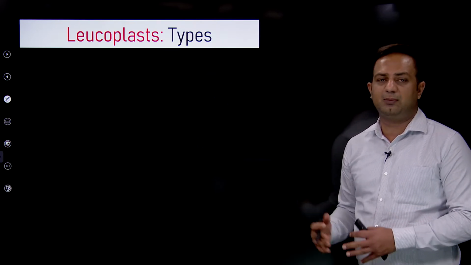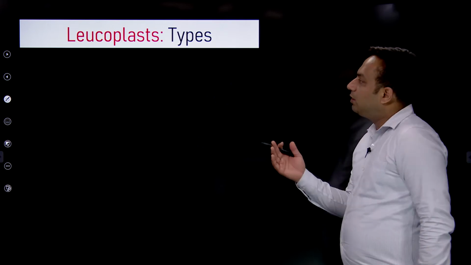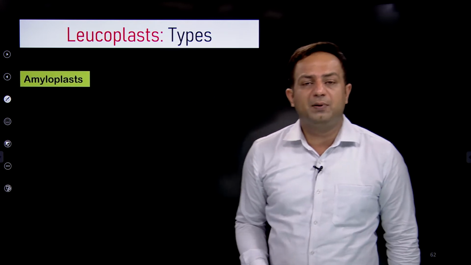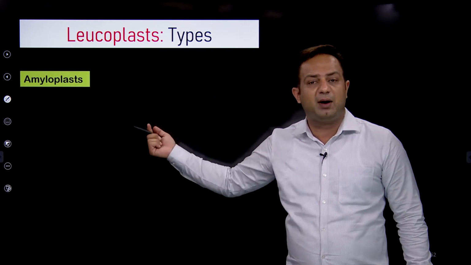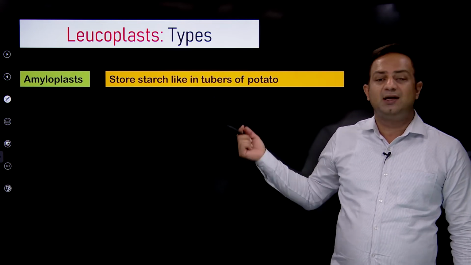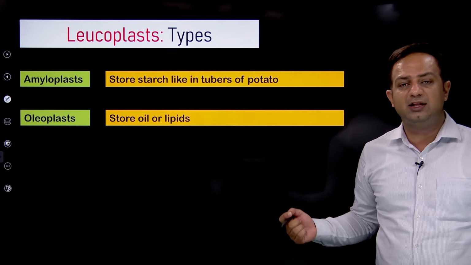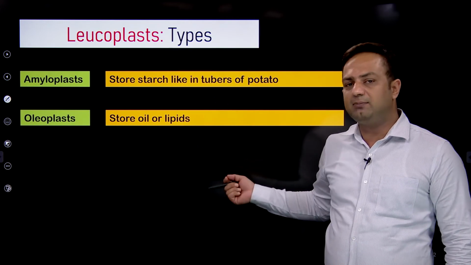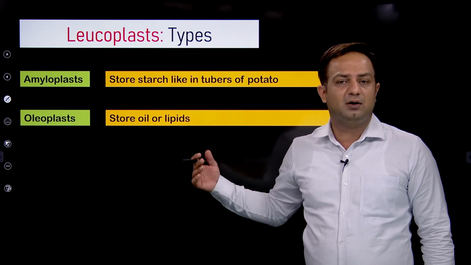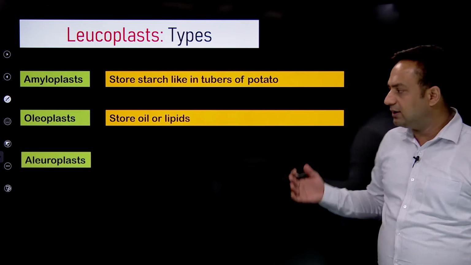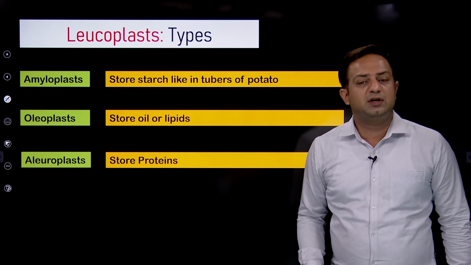We are going to study leucoplast and chloroplast, chloroplast in much detail. Now, what the leucoplast stores is obviously responsible for the name. Amyloplast is storage of starch, like in the tubers of potato. Oleoplasts store oils or lipids, as we see in many fatty seeds like castor, sunflower, groundnut, etc. Other examples include aleuroplasts, which obviously have proteins in them.